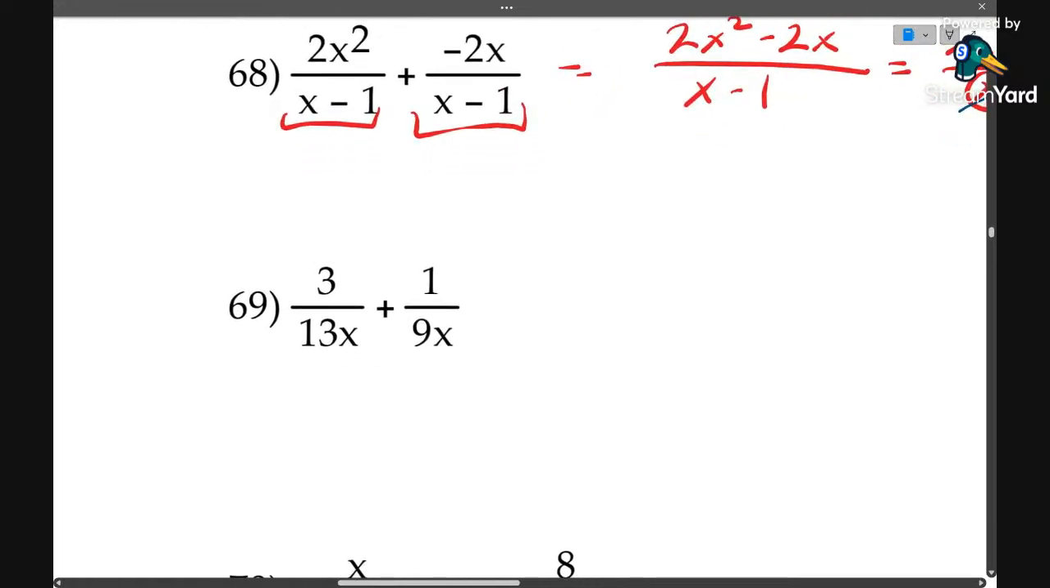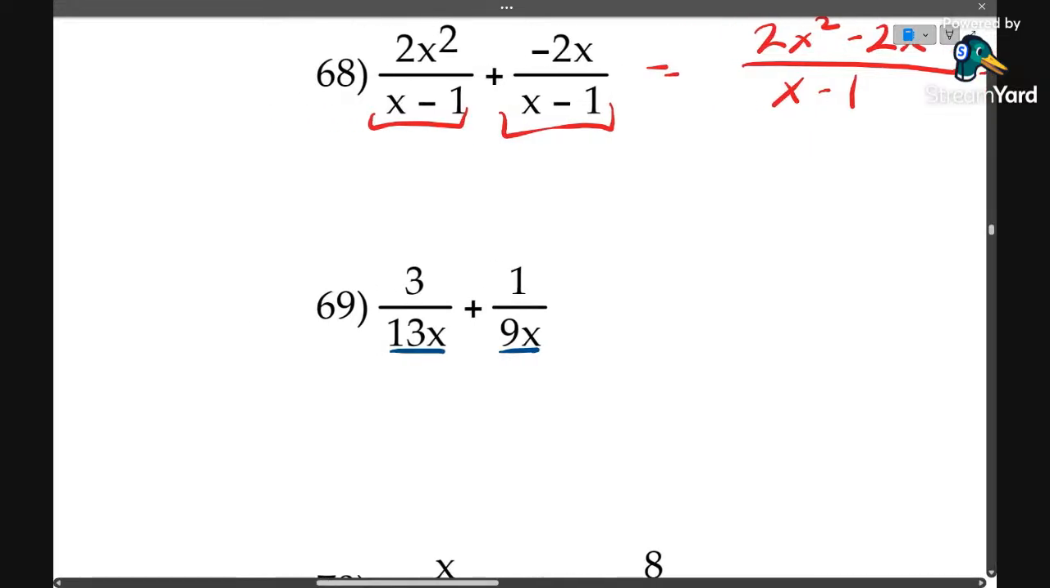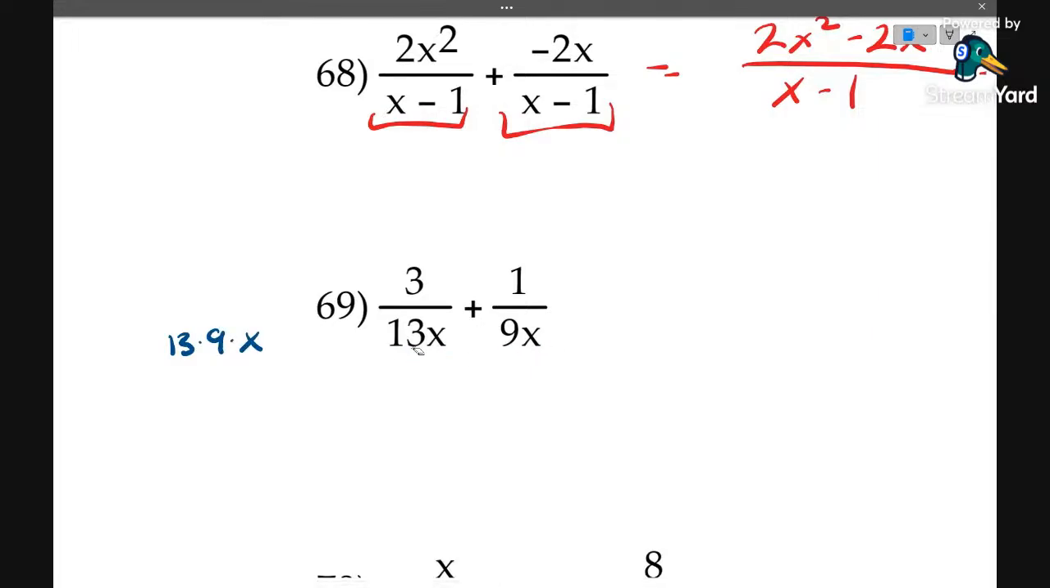Our next one does not have a common denominator. We have 13x and we have 9x. Our least common denominator is going to be the product of 13 times 9 and x. They already have the x in common. So when we take a look at 13 times 9, our LCD is 117x. In order to get the first fraction to have that denominator, we need to multiply the top and bottom by 9. For a second fraction, we need to multiply it by 13. That'll give both of these the common denominator of 117x.